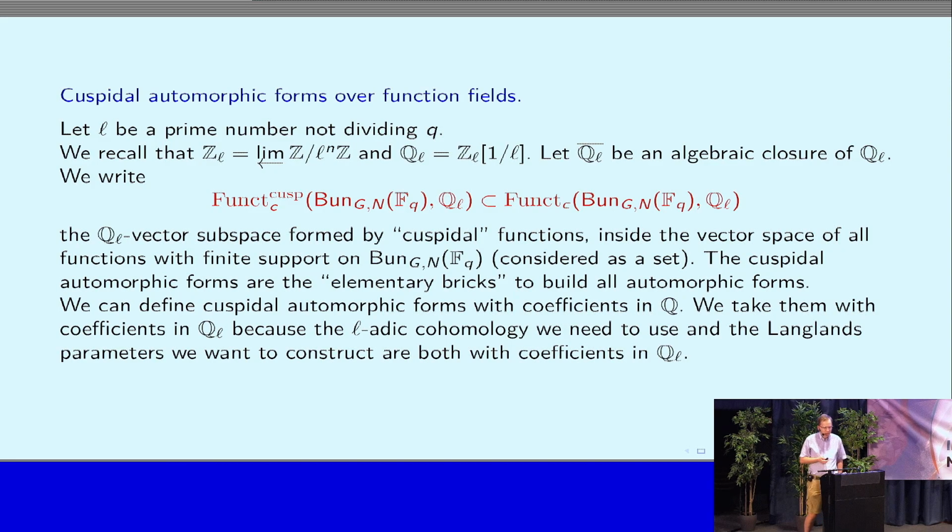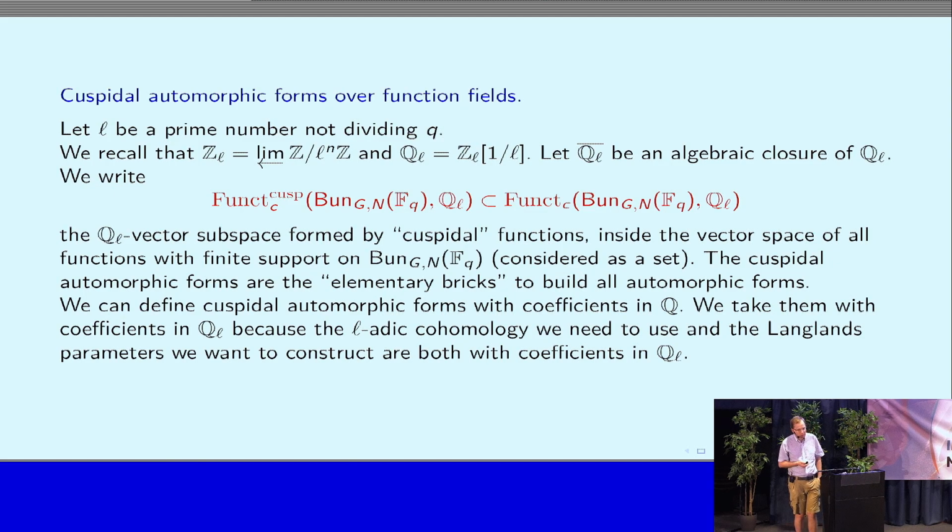So now I can explain cuspidal automorphic forms over function fields. I will consider them with coefficients in Q_l instead of Q. We'll say why. So I have to choose l, a prime number not dividing q. And we recall the definition of Z_l and Q_l, and Q_l bar an algebraic closure. And then I consider functions with compact support. In fact, here we should say finite support, because G_N(F_q) is discrete. But I use a little index c to say compact support. And inside, we have the cuspidal functions with compact support.